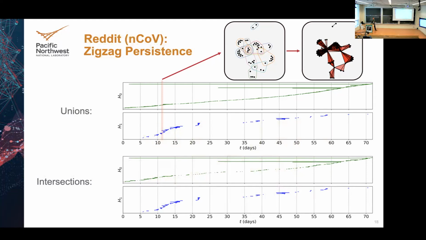We also did this for unions versus intersections to show that there really isn't much difference in the barcode, so that choice doesn't significantly change the results.